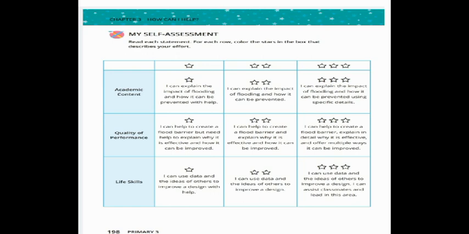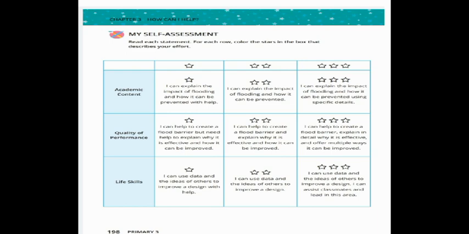1 star: I can explain the impact of flooding and how it can be prevented with help. 2 stars: I can explain the impact of flooding and how it can be prevented, and he didn't say with help. 3 stars: I can explain the impact of flooding and how it can be prevented using specific details. This is excellent. Quality of performance.